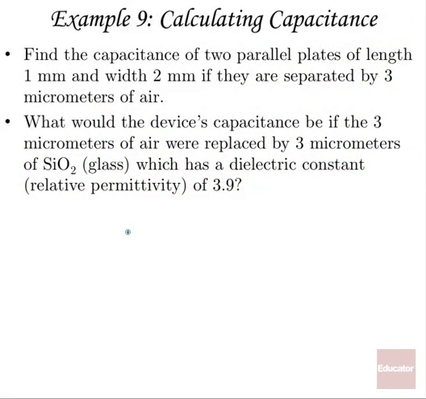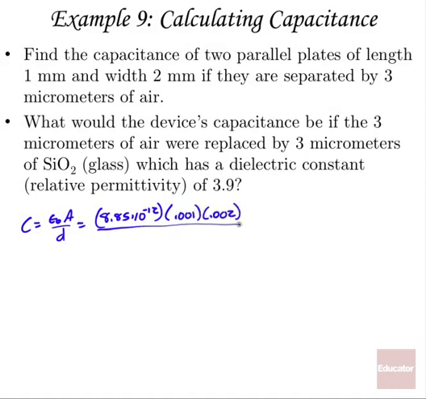Let's do some more capacitance calculations. Find the capacitance of 2 parallel plates of length 1 millimeter and width 2 millimeters if they are separated by 3 micrometers of air. All right, to begin with, capacitance is epsilon naught A over D. It's an air gap capacitor, so I don't have to worry about a dielectric constant there. That'll be 8.85 times 10 to the minus 12 times our area. Well, that's going to be length times width, or 0.001 meters, times 0.002 meters, all divided by the separation of the plates, 3 micrometers, or 3 times 10 to the minus 6 meters.